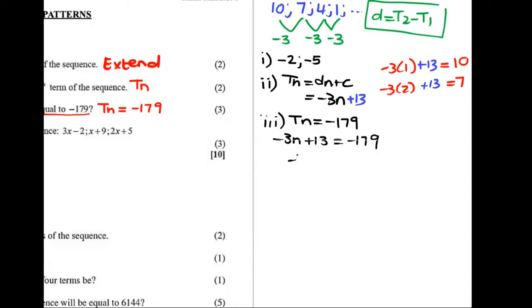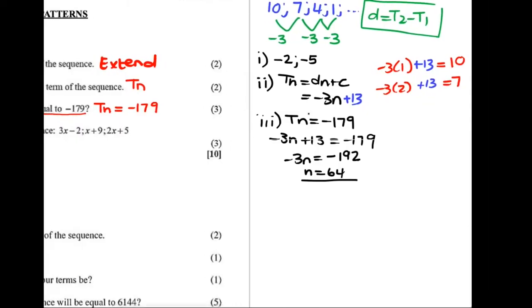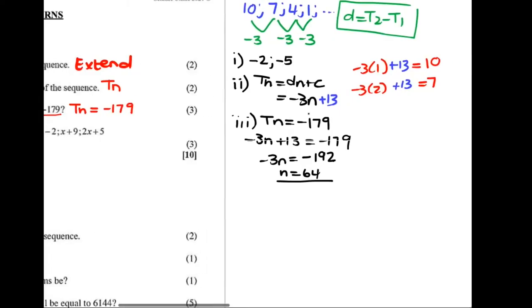All right, so we have negative 3n is equal to negative 192, and therefore n is 64. So the 64th term in the pattern would be equal to negative 179. Questions, comments, anything you'd like me to explain again there? Okay, all good for now. Fantastic.